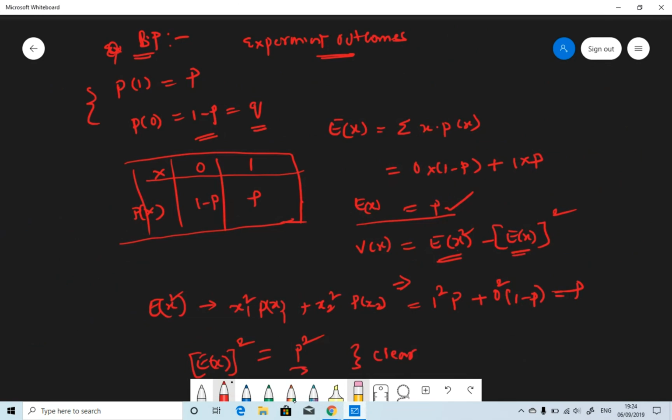I have two formulas. E of x square I got as p, and E of x whole square is p square. So my variance will be p minus p square, that is p into 1 minus p, which is pq. Expected value is equal to p, and variance of x equals pq. These two formulas, guys, note them down. If you have not understood, these formulas will be handy when we do the exercises.